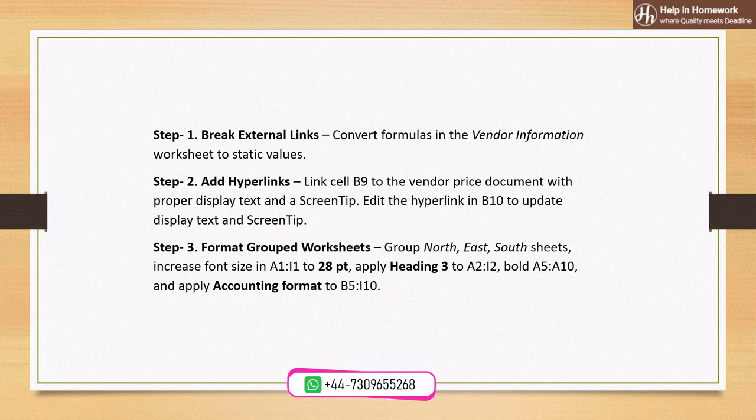Step 3. Format grouped worksheets. Group the North, East, and South sheets. Increase font size in A1 and I1 to 28 points, apply Heading 3 to A2 and I2, bold A5 and A10, and apply accounting format to B5 through I10.